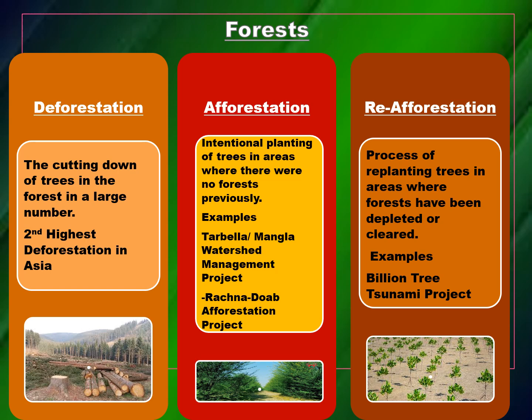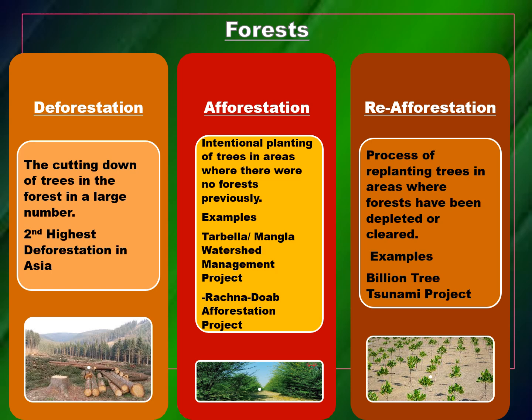Now, what is deforestation? There are actually three types, like deforestation, afforestation, and reforestation, and I'm going to tell you the difference between these three. Deforestation basically is the cutting down of trees in the forest in a large number, and Pakistan has the second highest deforestation rate in Asia.